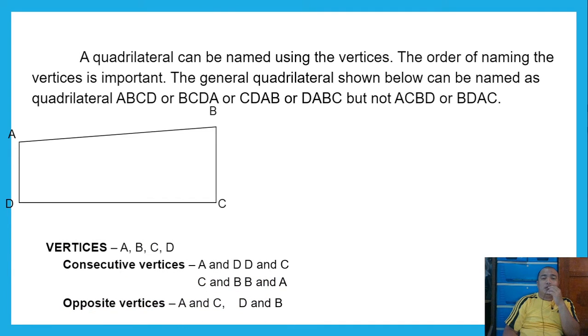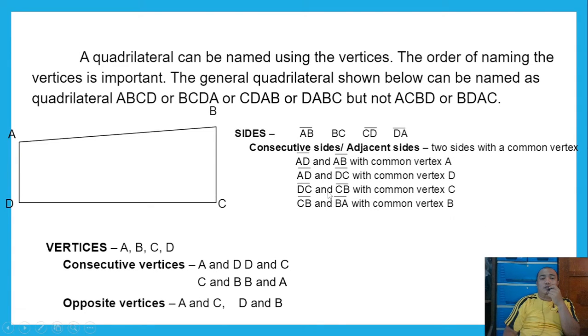So what are the vertices in quadrilateral ABCD? The vertices are point A, point B, point C, point D. What are the consecutive vertices? Point A and D, point D and C, point C and B, point B and A. Opposite vertices: point A and point C, point D and point B. We have also the sides. What are the 4 sides of quadrilateral ABCD? Segment AB, segment BC, segment CD, and segment AD or DA.